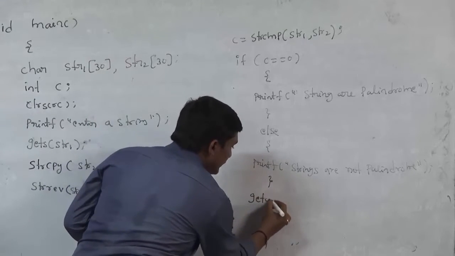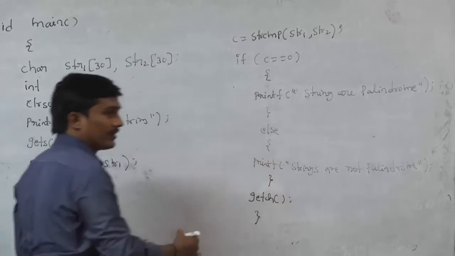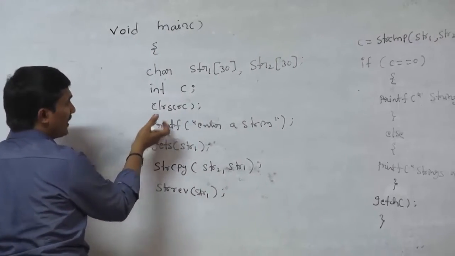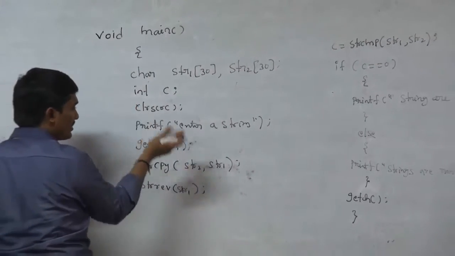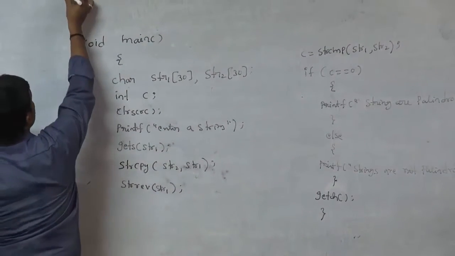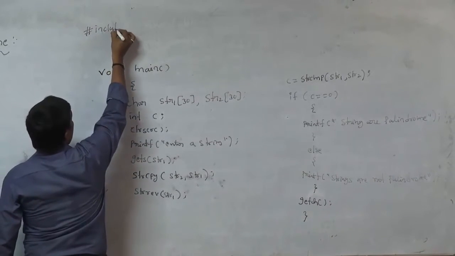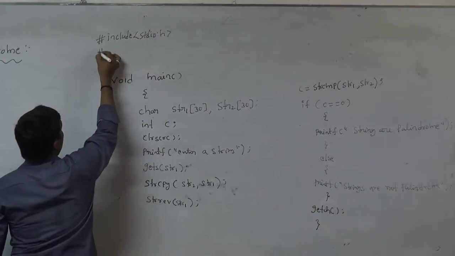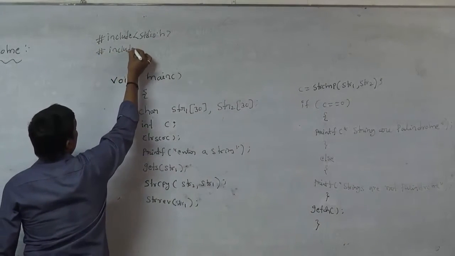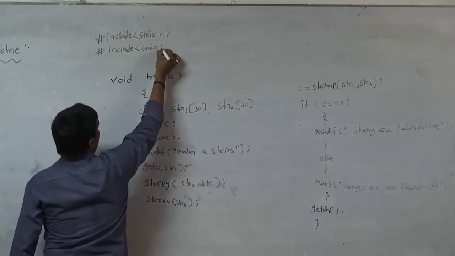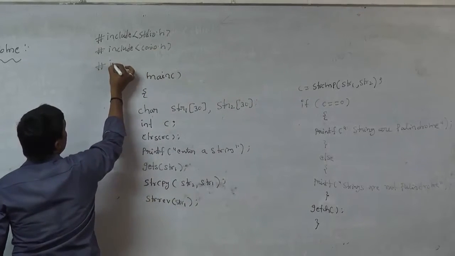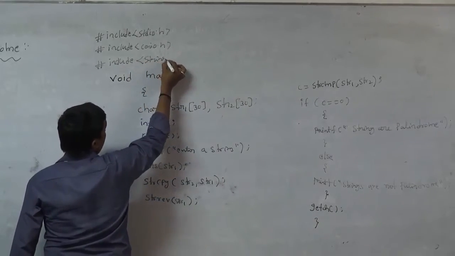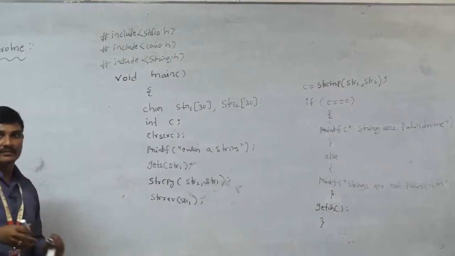So add getch. Close your function. How many predefined functions? printf, so stdio.h; clrscr, conio.h; all string functions come under string.h. So #include stdio.h, #include conio.h, #include string.h. Any doubts regarding this?